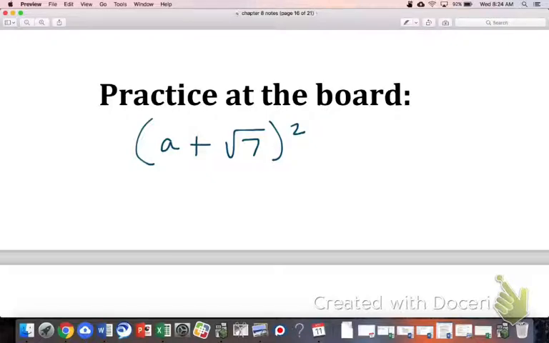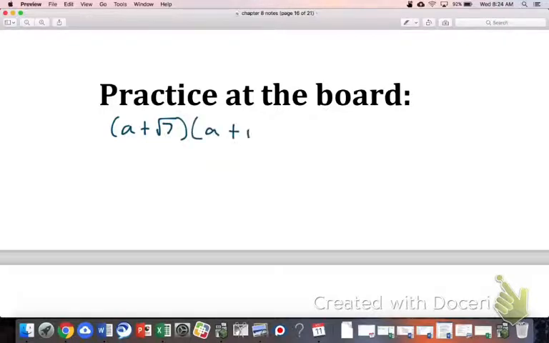We just need to close this up here and finish up well. So, guys, listen up, please. Walking around, the folks that I saw did a really great job of recognizing that we need to expand this into FOIL. And so I'm going to write that out right here. I'll just erase this, and I'll write it like this. A plus root 7 times A plus root 7. I saw that on just about everybody's paper. Great job with that. And then I saw that you FOILed. So that's another really great step.